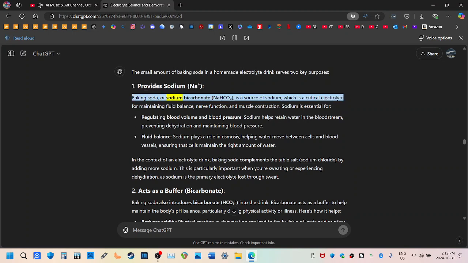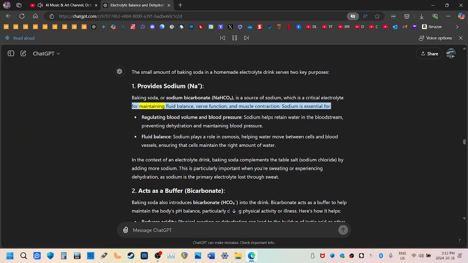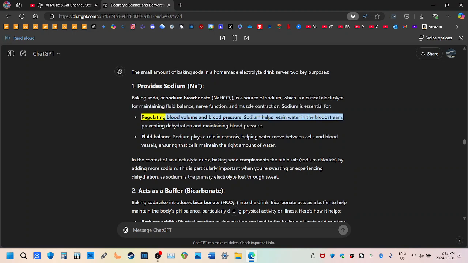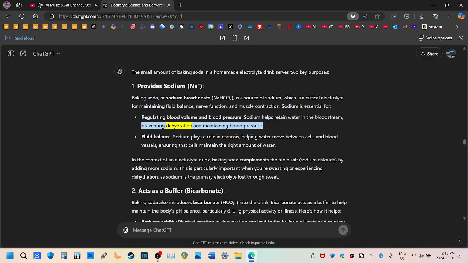Baking soda, or sodium bicarbonate, NaHCO3, is a source of sodium, which is a critical electrolyte for maintaining fluid balance, nerve function, and muscle contraction. Sodium is essential for regulating blood volume and blood pressure. Sodium helps retain water in the bloodstream, preventing dehydration and maintaining blood pressure.